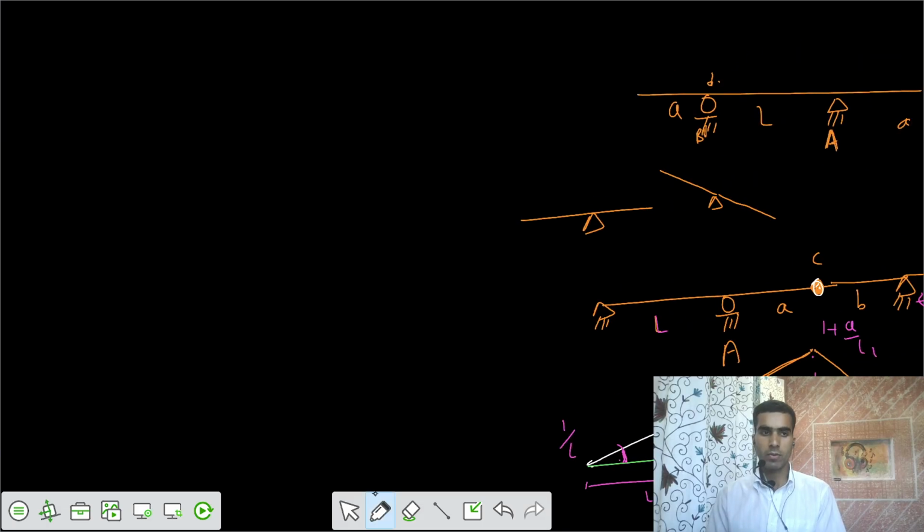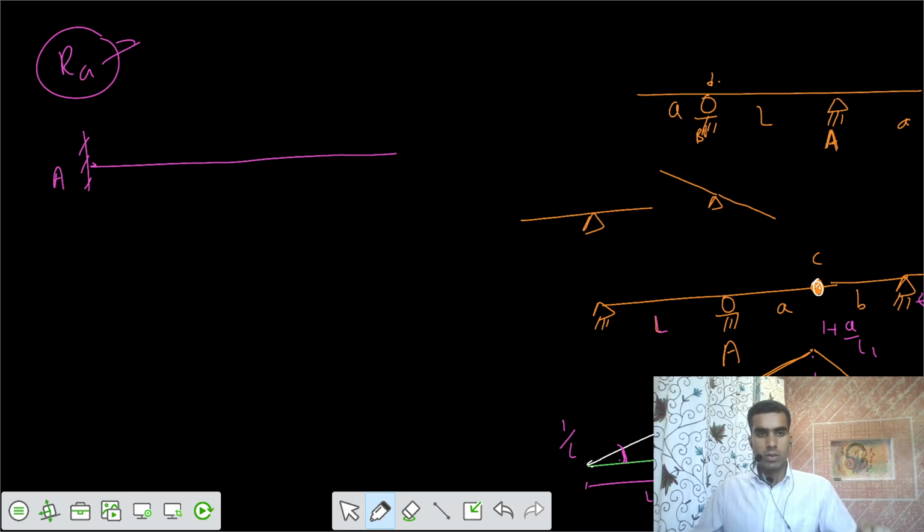Let's take the third problem: get the ILD for reaction at A for this beam. That's a cantilever beam. So this is our support A. The problem is that you have a split support. You have a cantilever beam now, that's fixed from this side. Now there is only one support.